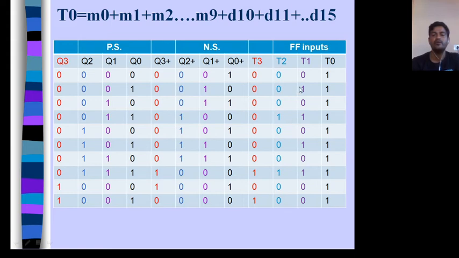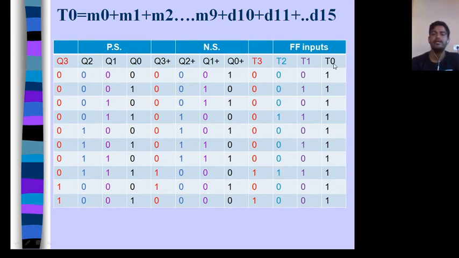Similarly, find out for T1. T1 is Q1 XOR Q1 plus, 0 XOR 0, 0, 1, 1, 1, 1, 0, 0, 1, 1. Then 0, 0, 0, 0, 1, 1, 1, 1, 0. Similarly, 0, 1 XOR 0, 1. Then 0 XOR 0, 0, 0 XOR 0, 0.